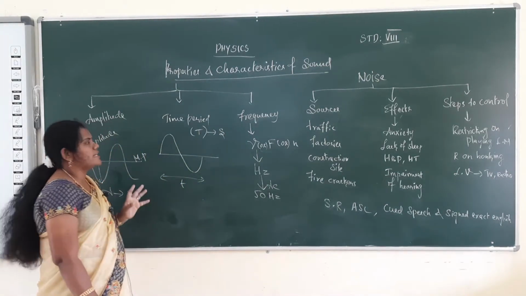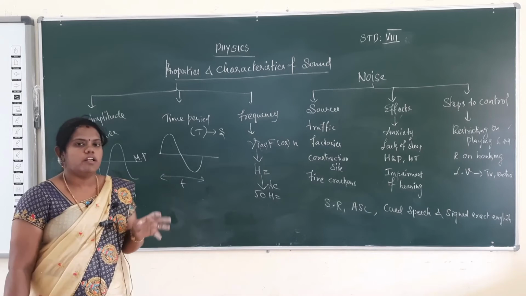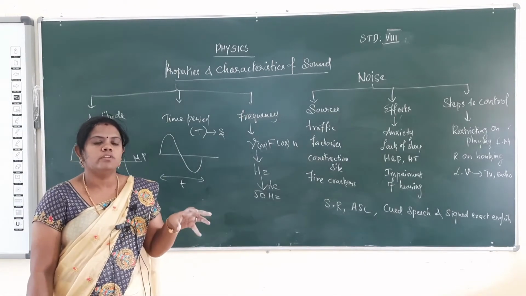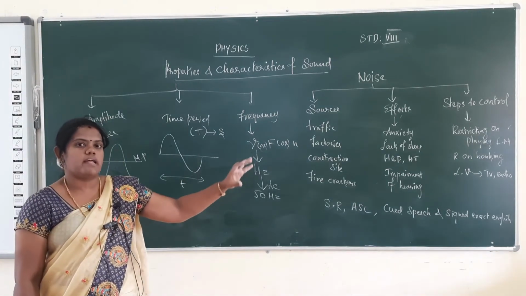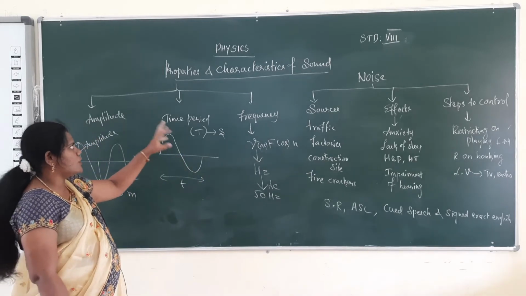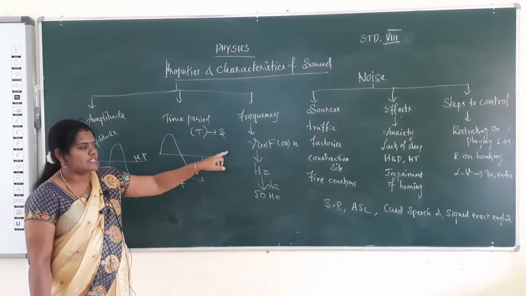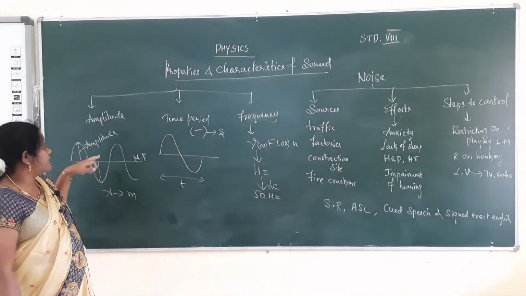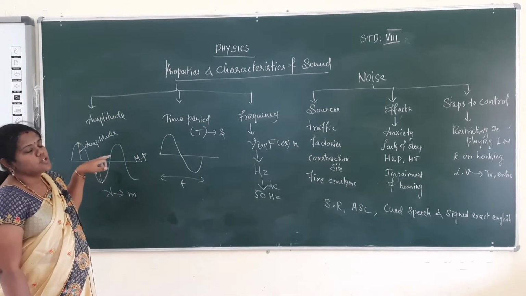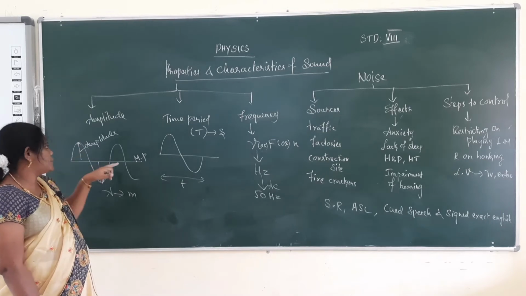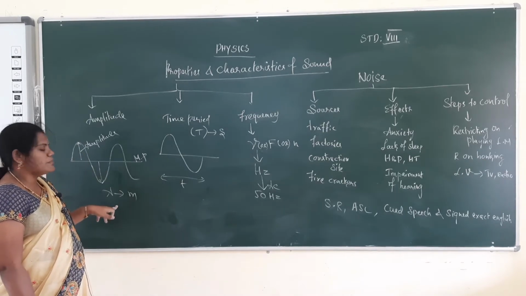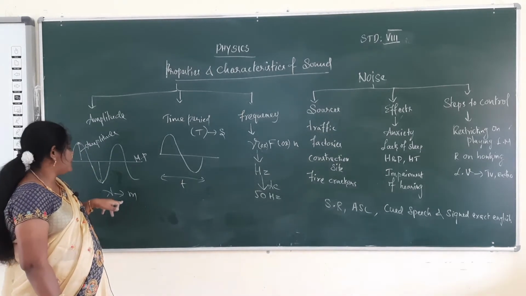Properties of sound are the properties that explain the way the sound travels. There are 3 properties of sound: amplitude, time period and frequency. Amplitude is the distance covered from the mean position. The symbol of amplitude is A, and its unit is meter.